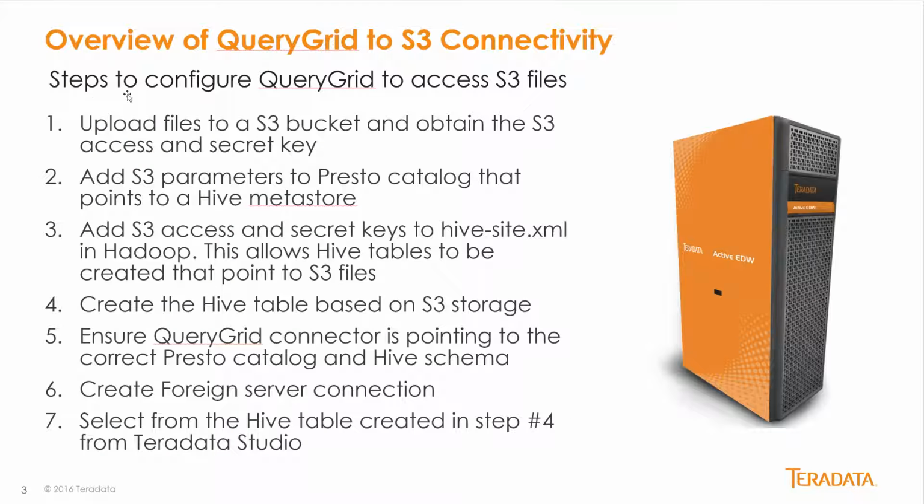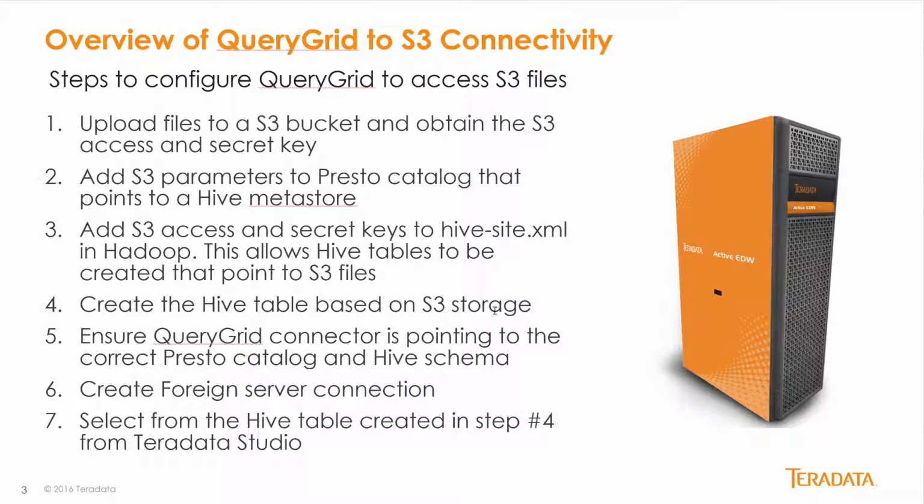So the steps to configure QueryGrid to access S3 files is first we're going to upload the files to an S3 bucket, and then we have to access the S3 access and secret keys. Then we'll add parameters to the Presto catalog. Then we'll add S3 access and secret keys to the Hive site.xml and Hadoop. And then we'll create a Hive table based on the S3 storage.